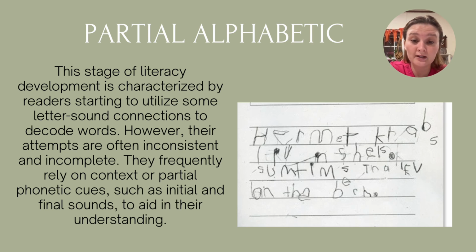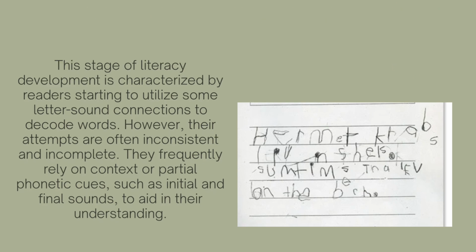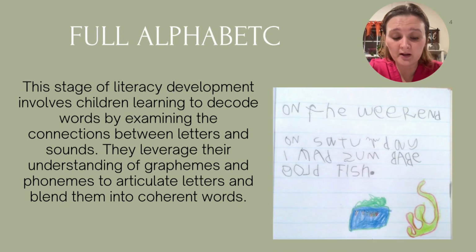You can see in my example that the child is starting to write words, even though the words are understandable for the most part, but they're just mixing up some of the letters in the word. The next phase is the full alphabetic phase, and this is when readers have a full understanding of the sounds and letter relationship.